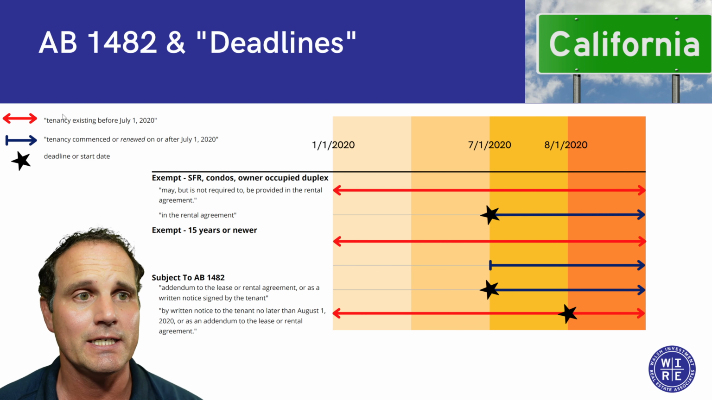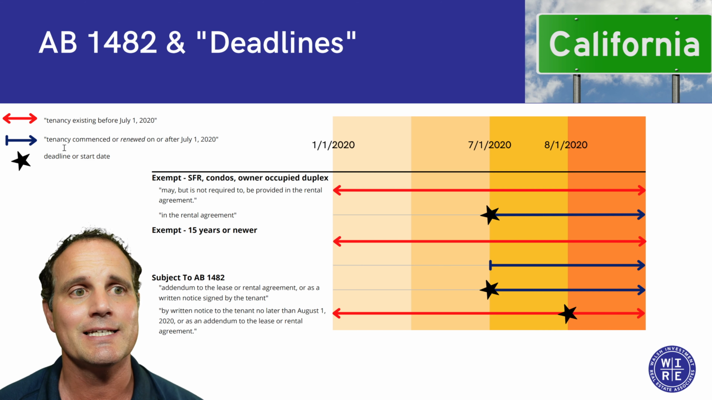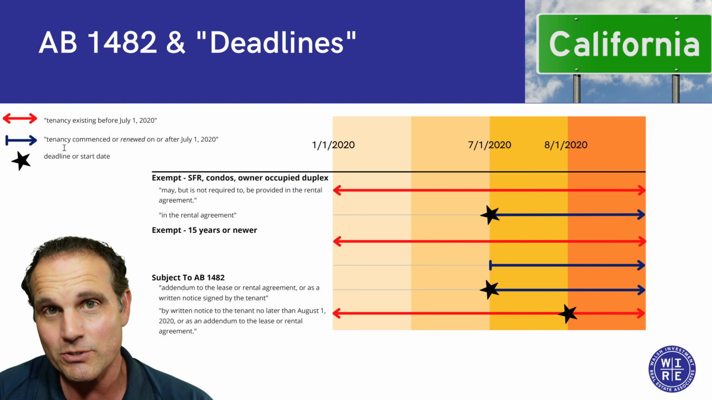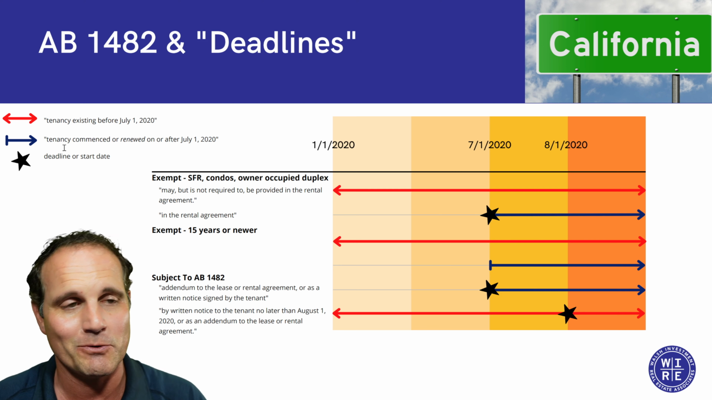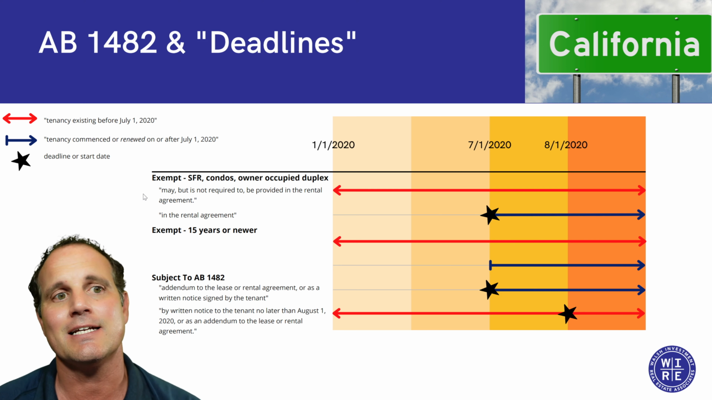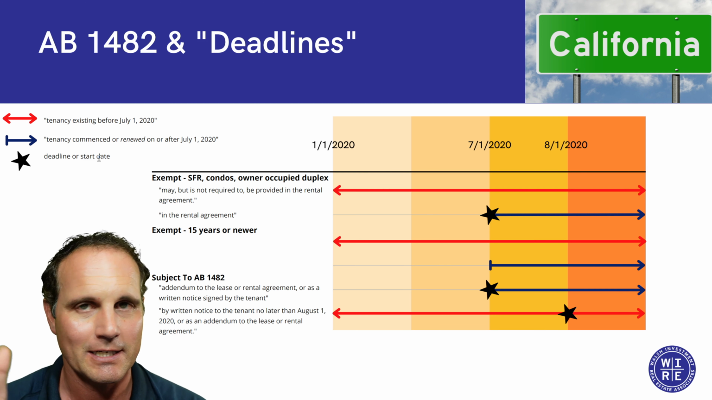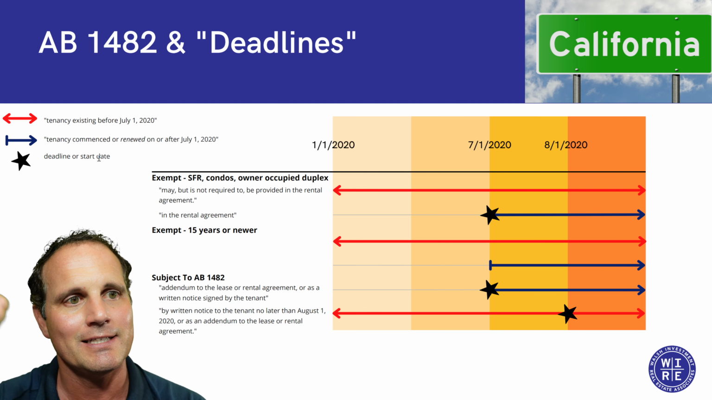Let's take a quick look at our key here. So the red line will be the tenancy existing before July 1st, 2020. We're just using the language from the bill. That's why it's in quotations. Then the blue line is tenancy commenced or renewed on or after July 1st, 2020. And I'll explain why that's important. And then the star is the deadline or the start date. So that's a better way maybe to look at it.